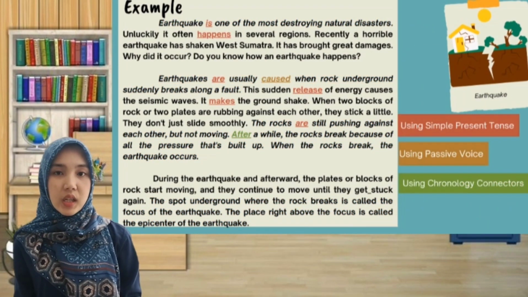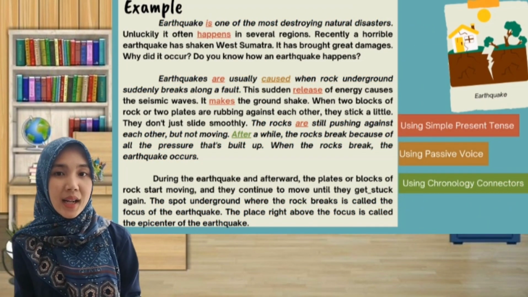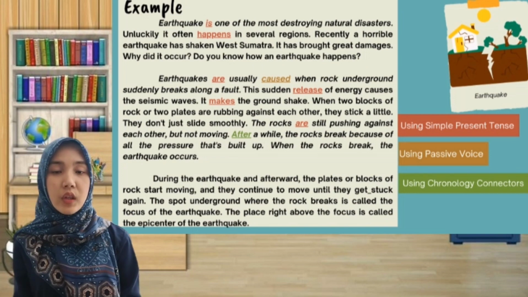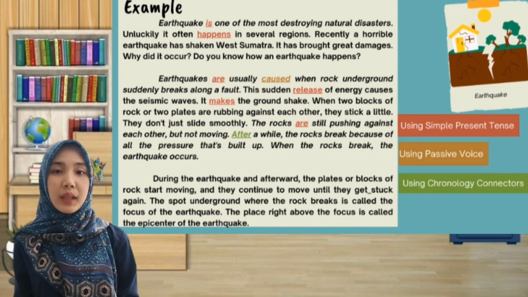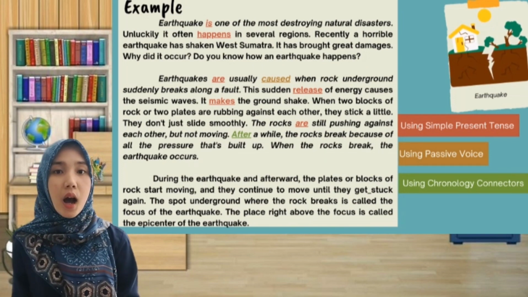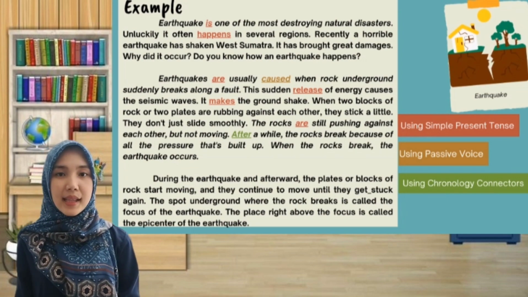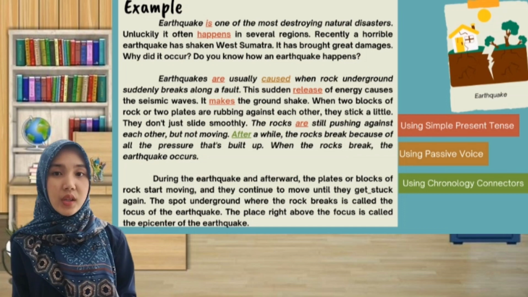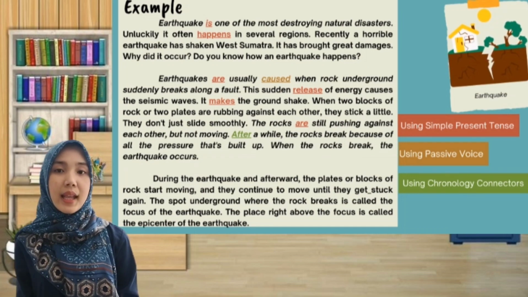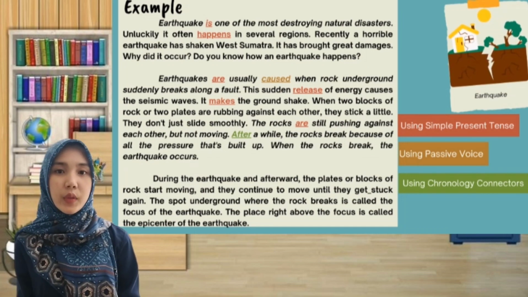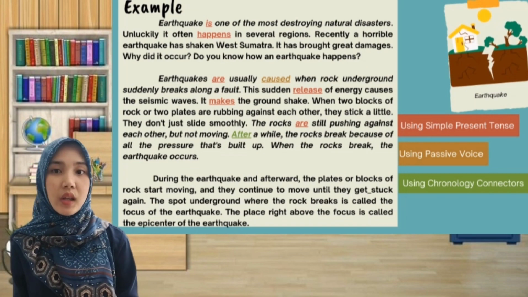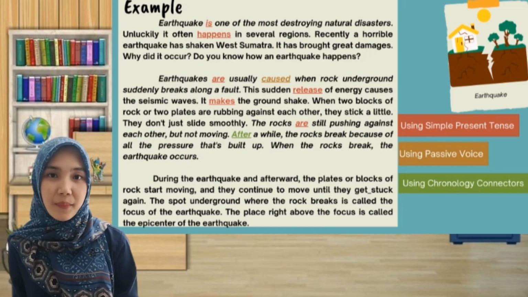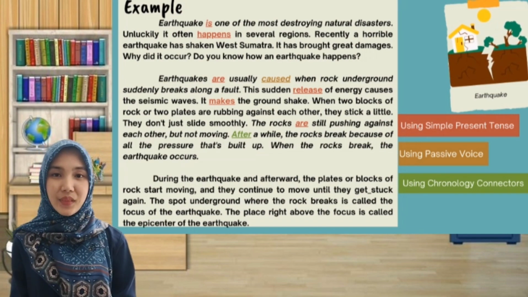For the language features of the text, the red one is an example of the use of simple present tense, namely is, happens, are, will, makes, are. The brown one is an example of the use of the passive voice, namely cause. Cause is verb 3. And the green one is an example of the use of the chronological connectors, namely after.